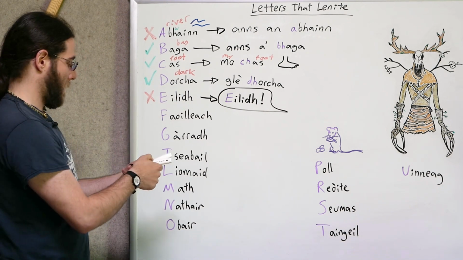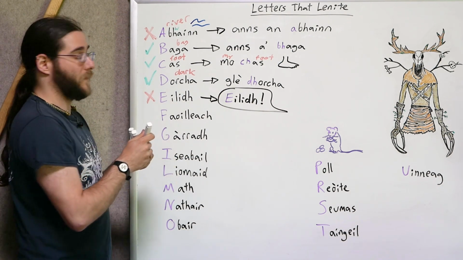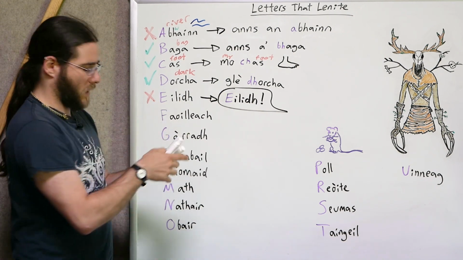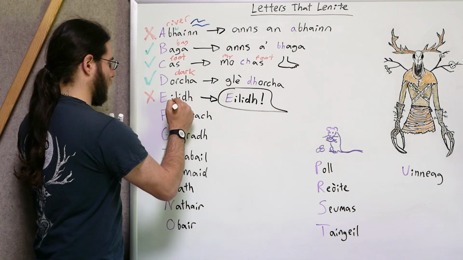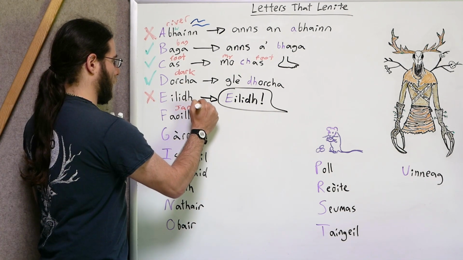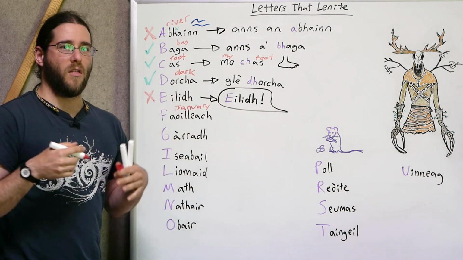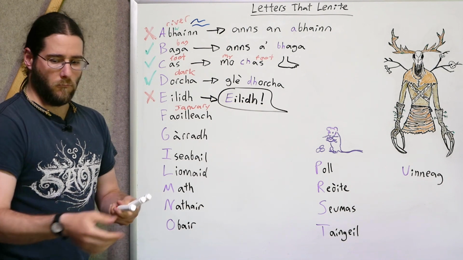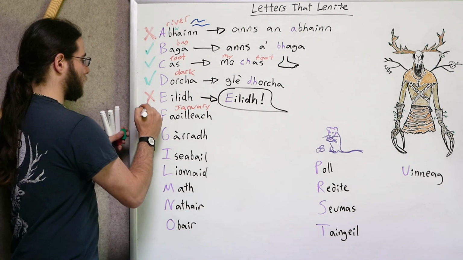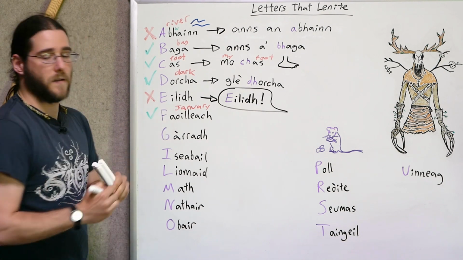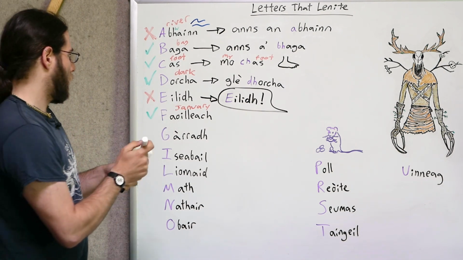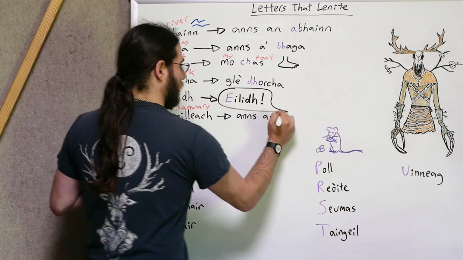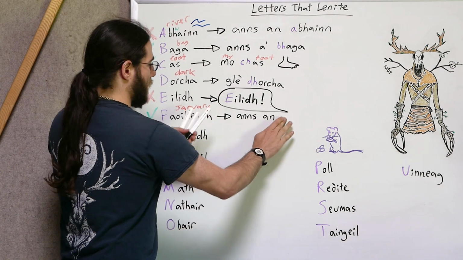Let's keep going. Fuilleach. It means January. Usually it's the January. An Fhuilleach. Does F lenite? Well, yes it does. So, what's our example? Now we need purple.